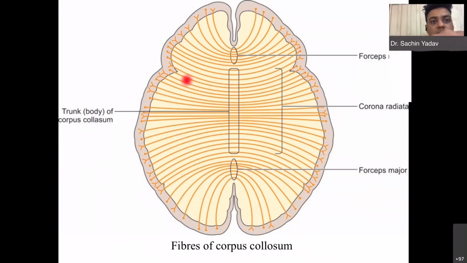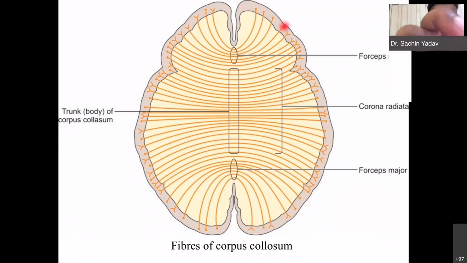And the rest, this is the corona radiata. This corona radiata also sends fibers through the trunk, the body of the corpus callosum. But most of these corona radiata fibers descend downward and converge between the thalamus and the caudate nucleus or lentiform nucleus to form the internal capsule. Now see what the corona radiata is.